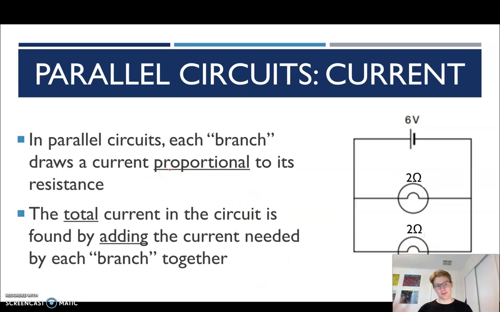More specifically, in parallel circuits, each branch draws current that's proportional to its resistance. And the total current in the circuit is found by adding the current needed by each branch together. Okay, so what does that mean?